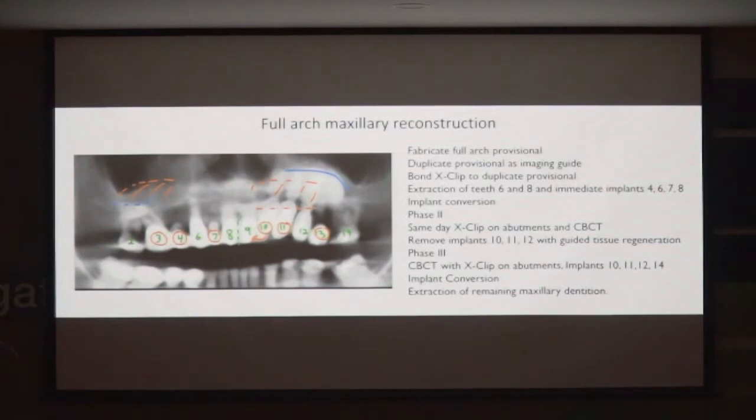Then we're going to do an implant conversion. And then, on the same day, I'm going to put an X-clip on those implants I placed and take a CT. And then I'm going to remove these implants and bone graft. That's where we are now with this case. And then I'm going to do the same thing, put an X-clip on the other side, same day, do the plan, and place the last implants.